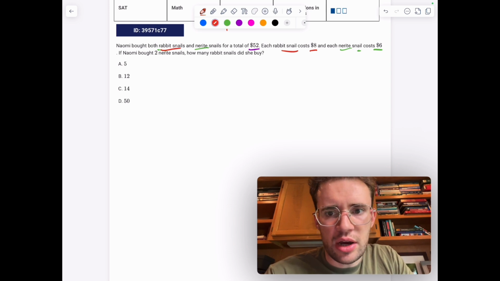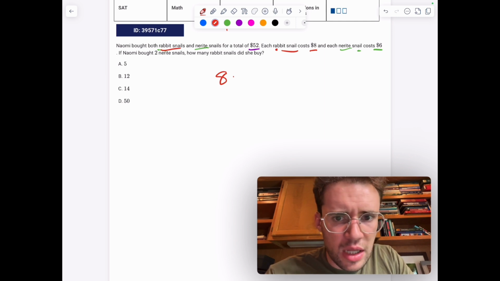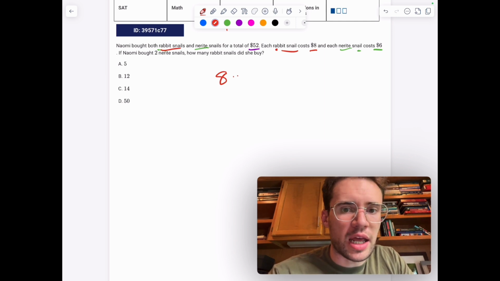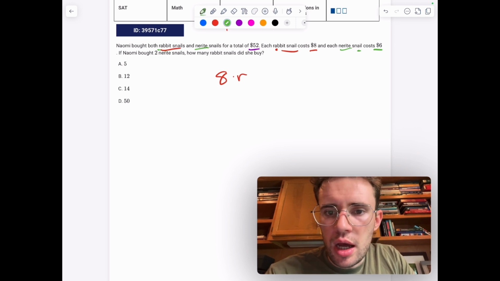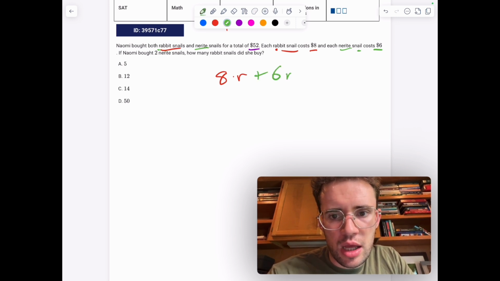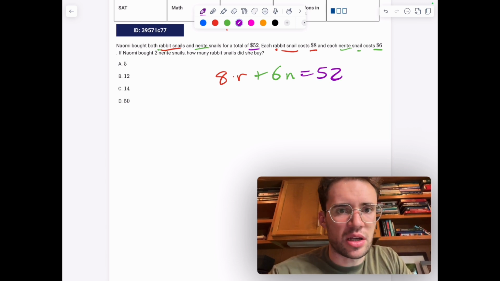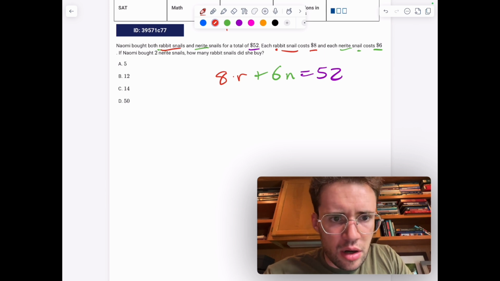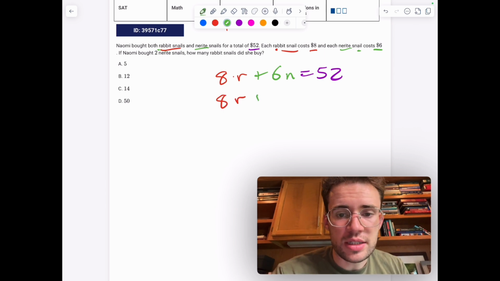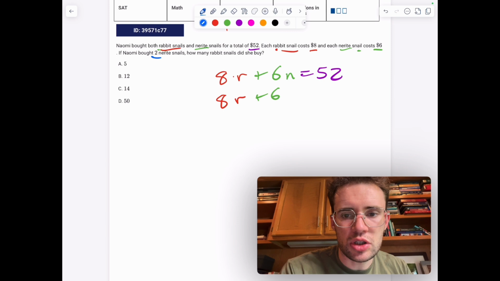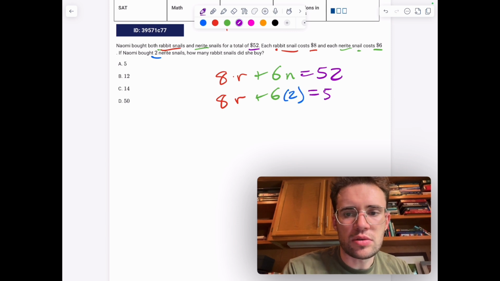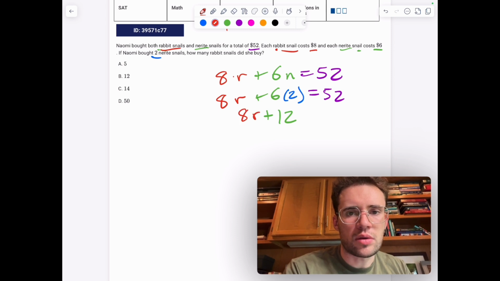So first, if we write the equation out, it would be the cost per rabbit snail times the number of those. They didn't give us variables, so I'll just do R and N. You could do X and Y, it would be fine. Plus 6 times N, equals 52. Where R and N are the number of those types of snails. They gave us that there are 2 Narit snails. So it'd be 8R plus 6 times this given 2 for the N value equals 52. 6 times 2 gives us 12. So 8R plus 12 equals 52.